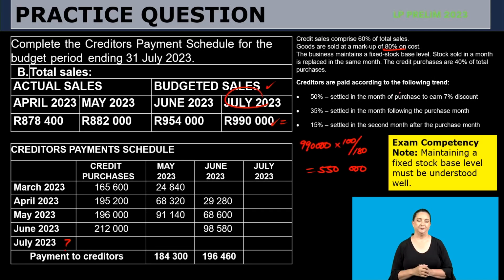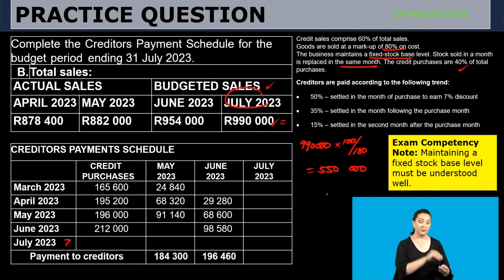Now, stock is sold in the month of sale. Stock is sold in a month, is replaced in the same month. So it means the same as the business maintains a fixed stock base level. It means one and the same thing. Whatever we sell is what we buy.